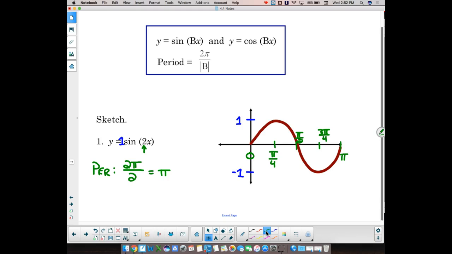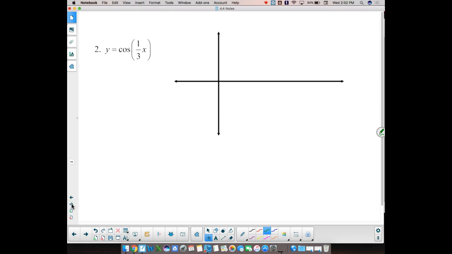Again, it doesn't matter which school of thought you go on. We'll do the next one on the other graphing school of thought. Good to go on that one. Cosine of 1/3 of x. Now, we're going to go the other school of thought. Since there's a 1 here, that means that we are going to go up 1, down 1, which makes 0 our middle.